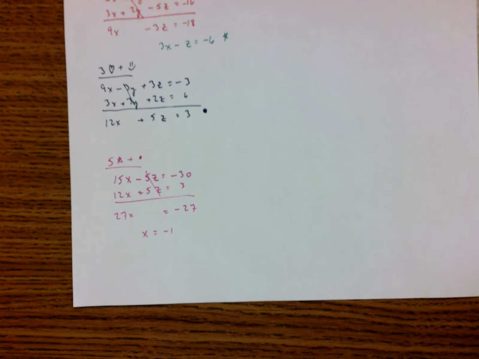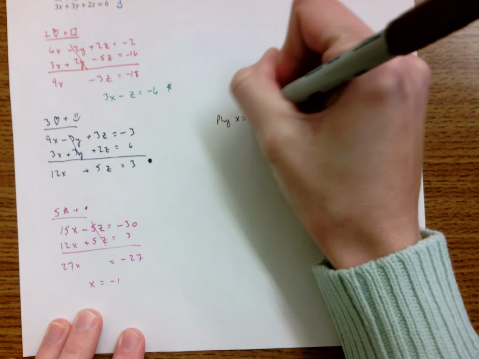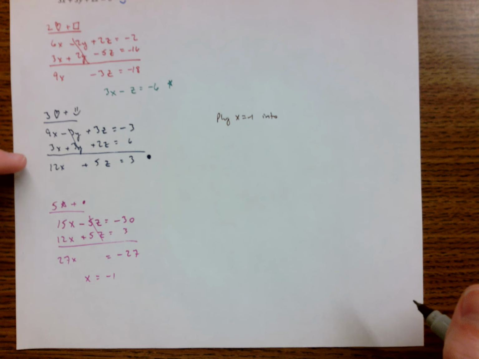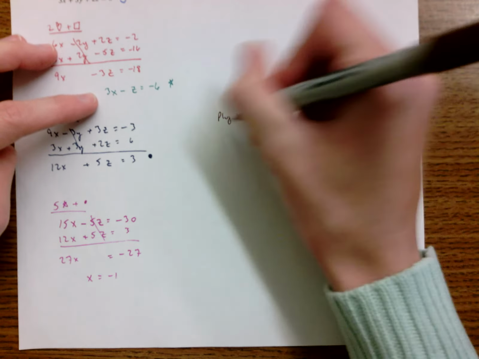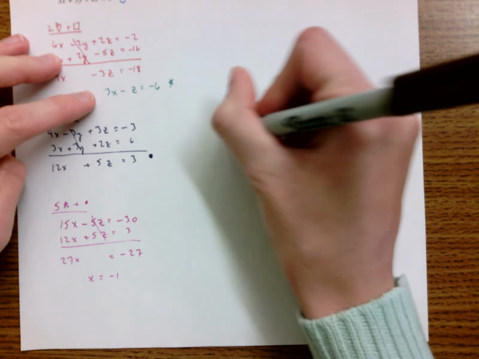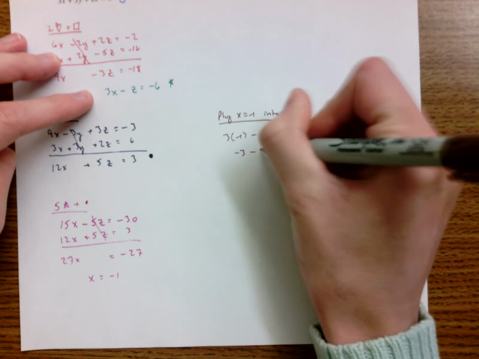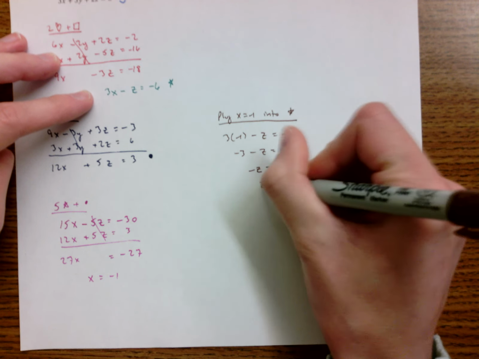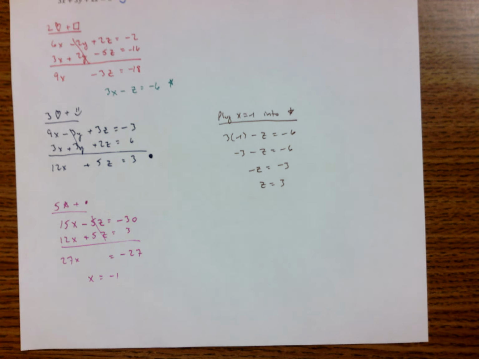So now I know x is negative 1. So now I'm going to plug x equals negative 1 into either star or dot. It doesn't matter which one. I'm going to go with star just because the numbers are a little smaller. It looks like it'll be easier. So 3 times negative 1 minus z equals negative 6. Negative 3 minus z equals negative 6. Add the 3 to both sides. Divide by negative 1, and z is 3. Okay, I know I went through that quickly. Feel free to pause the video if you need a minute.